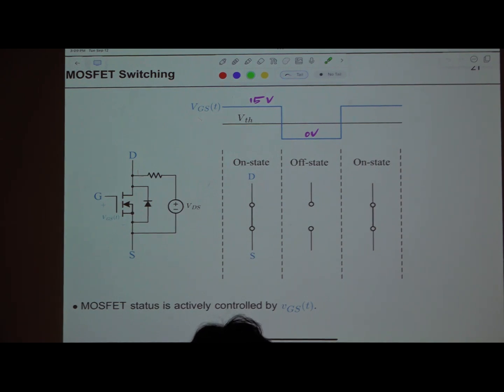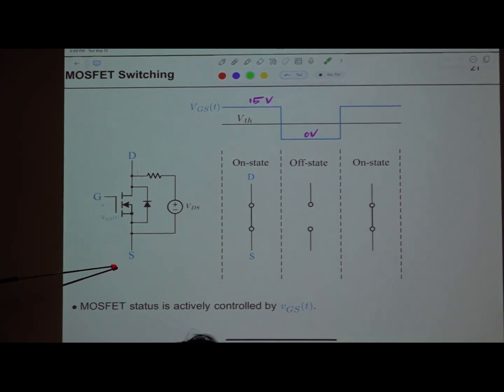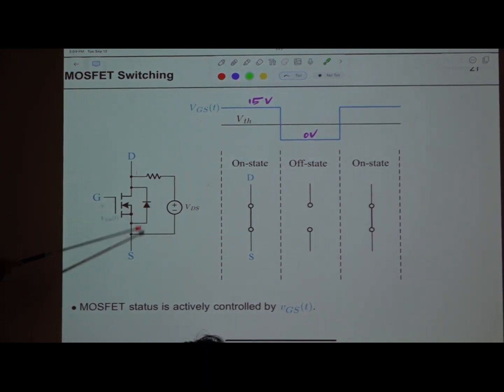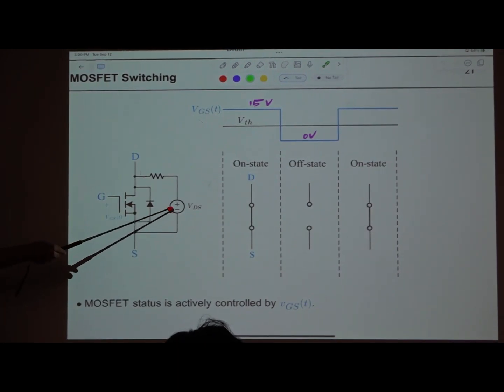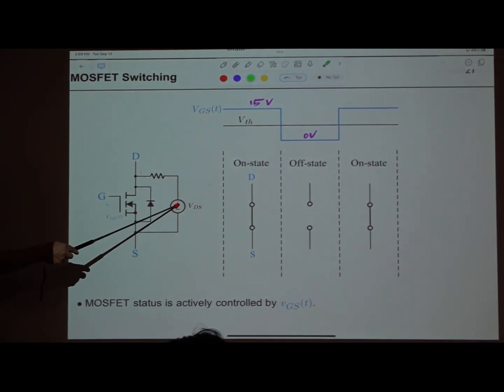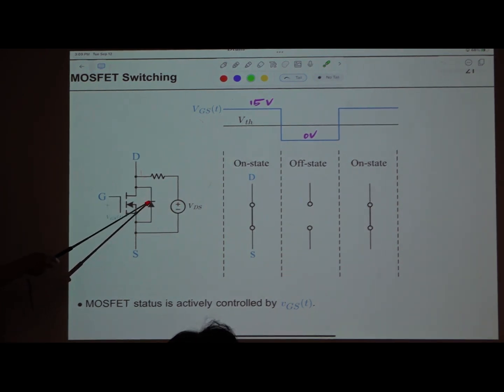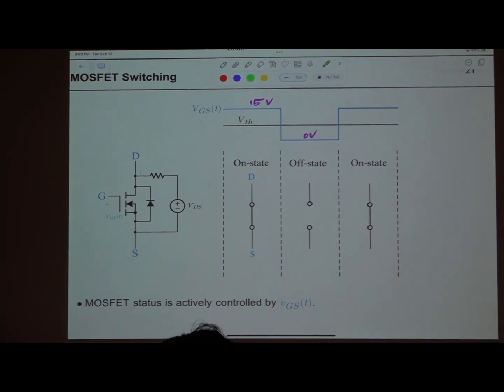This is the symbol of an N-channel MOSFET with drain, gate, and source. And there is a body diode, an anti-parallel body diode. And usually for conventional PWM applications, there is a large voltage connected here. So this becomes plus, and this is negative. So this is always reverse biased. So the body diode is not doing anything here.